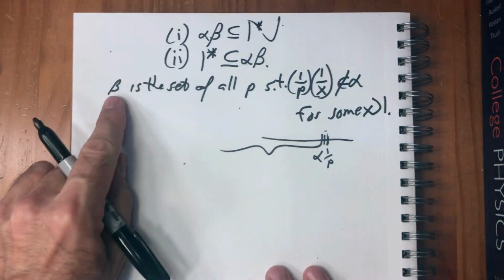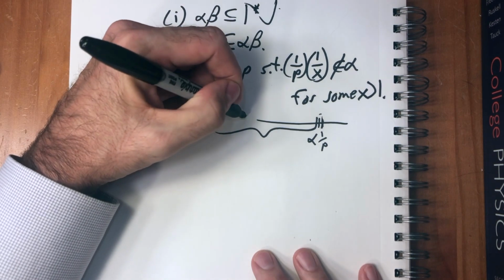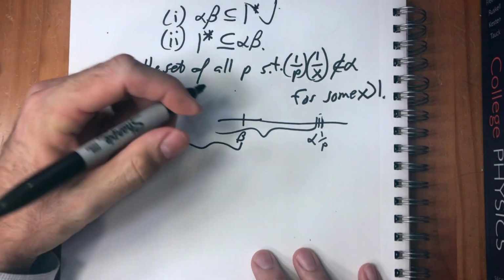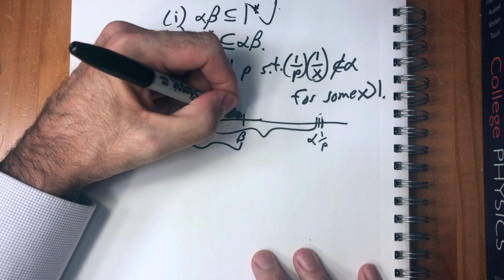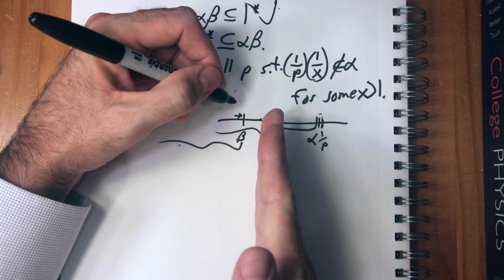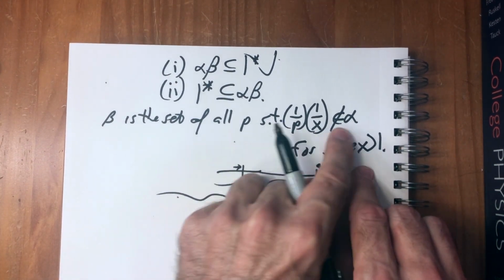And that's just because beta, as a cut, has no largest element. So beta's over here somewhere, and as the elements get closer and closer to the edge of beta, there's always going to be one bigger here, which means there's always going to be one smaller here. That's all we're saying with this definition.